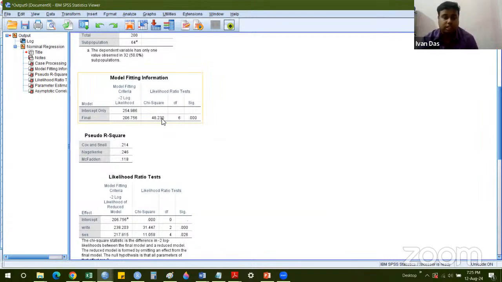The next one is R square. You just have to accept whatever has been shown over here. Nagelkerke is 0.246, which is not very good. If 0.2 is the minimum limit of accepting any model, it falls a little bit above the limit of 0.2. It is 0.246 or 0.25. So it is not doing very good, but still we can proceed.